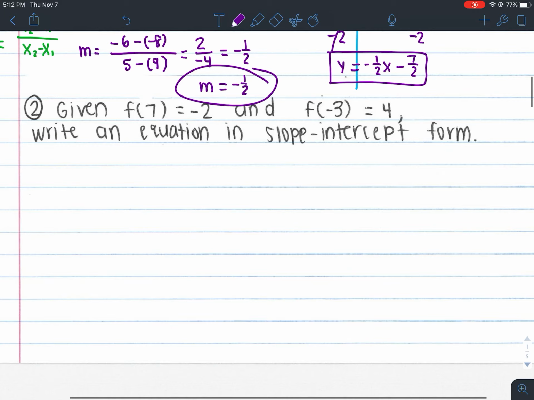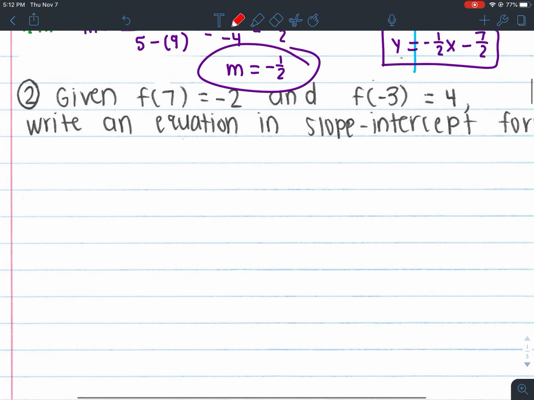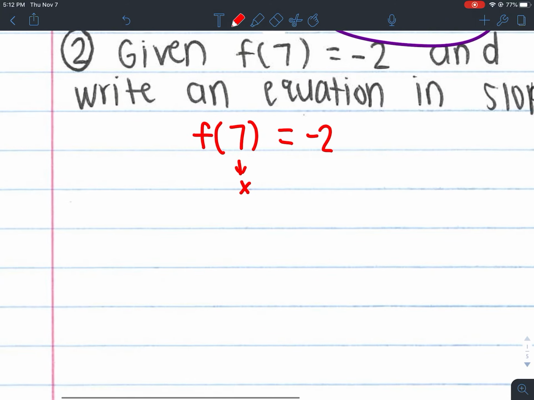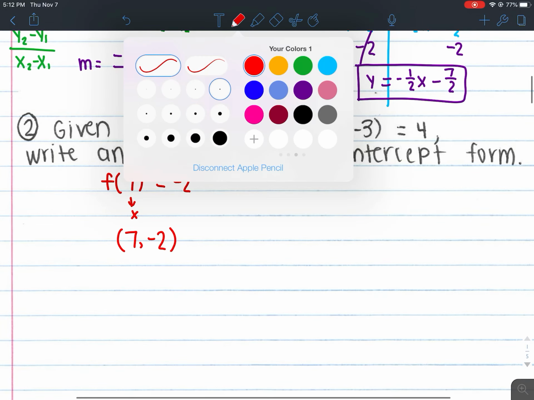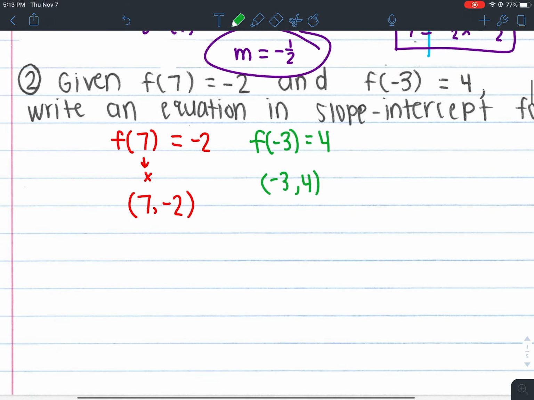All right, number 2, given f of 7 equals negative 2 and f of negative 3 equals 4, write an equation in slope-intercept form. Well, I'm given 2 things here, and I know they are just points in disguise. So f of 7 equals negative 2. Remember, normally we see f of x, so the 7 is taking the place of the x value. So my point is 7, comma, negative 2. My other point that they're giving me is negative 3, comma, 4.